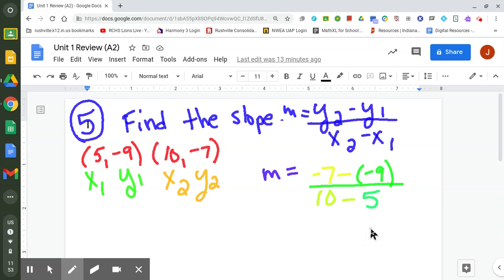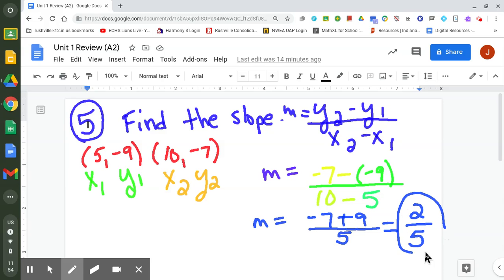So then I'm going to simplify. And I need to clean up the top of that first. So m equals negative 7, and that minus a negative would give me plus 9 over, and I can go ahead and clean that up. 10 minus the 5 is 5. I'm afraid I'm going to run out of room, so I'm going to move over here to the side. So now I've got negative 7 plus 9, and use your calculator if you're not real good with negative numbers. So this will be a positive 2 over positive 5, and that is your slope.